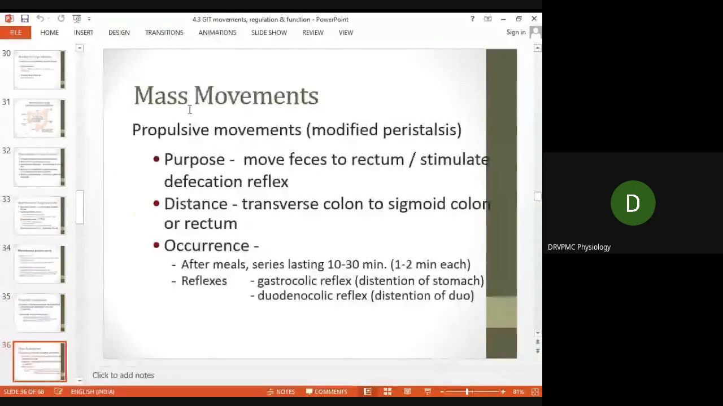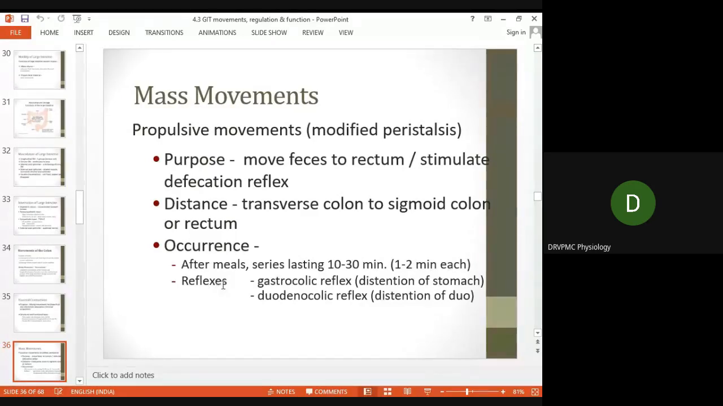Mass movements. This is a special type of movement in the large intestine. These are propulsive movements, or modified peristaltic movements. Their purpose is to move the feces to the rectum and stimulate the defecation reflex, over the distance from the transverse colon to the sigmoid colon or rectum. They occur after meals, in a series lasting 10 to 30 minutes, 1 to 2 minutes each.